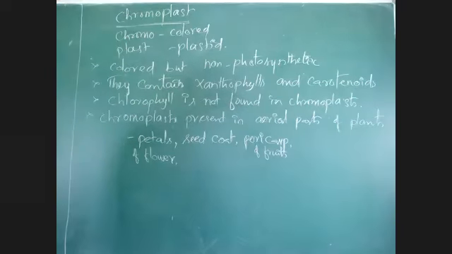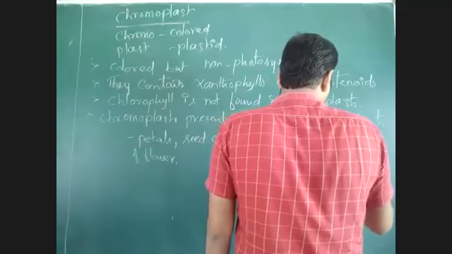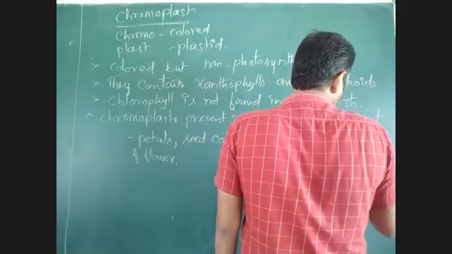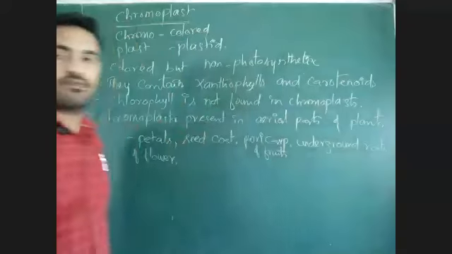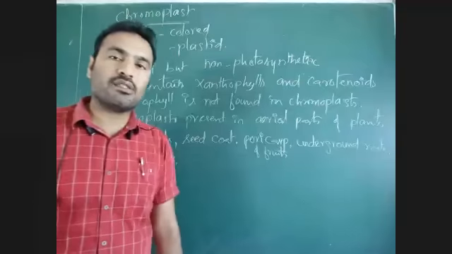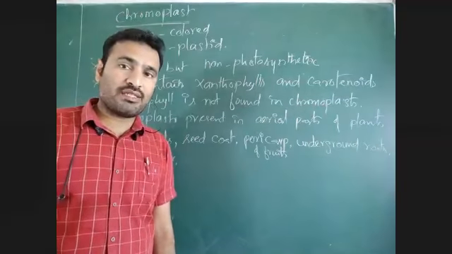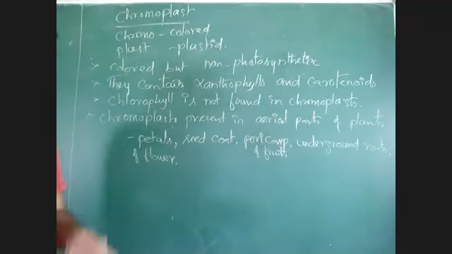Modified stems like a tuber, or underground roots. Underground roots may have some modification, and those roots may have chromoplast. The best examples of underground roots that have chromoplast are carrots and beetroots. Daucus carota is carrot, Beta vulgaris is beetroot.